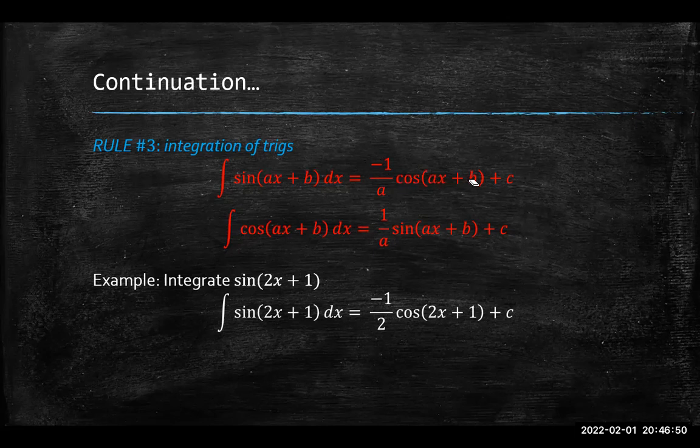Cos of ax plus b. Like I told you, the angle stays the same. Ax plus b remains ax plus b. 2x plus 1 remains 2x plus 1. So minus a half cos of 2x plus 1, put your plus c, because this is indefinite integration. Everybody good with that example?